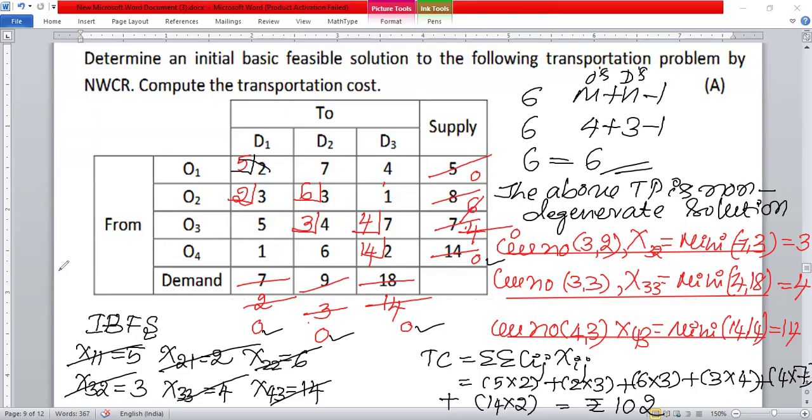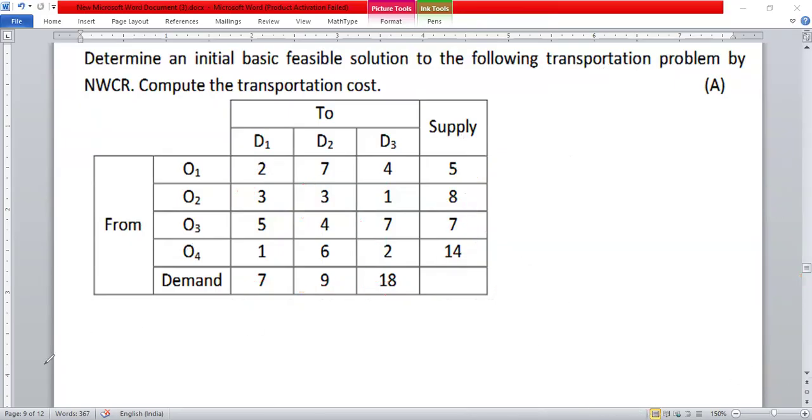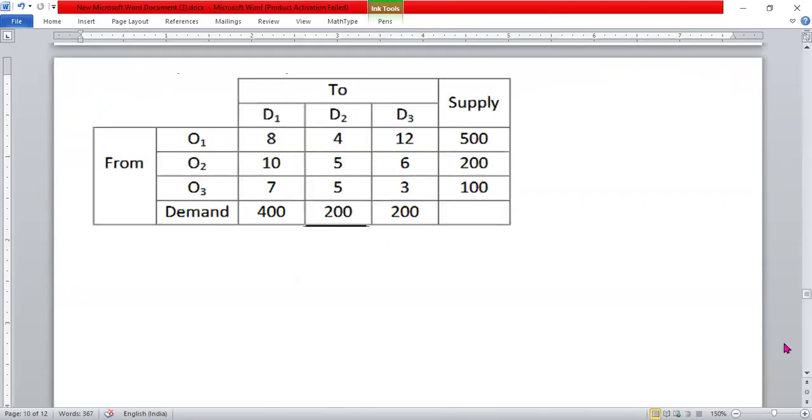Okay, we'll go for the second sum, the northwest corner rule. Yes, my second problem is ready. So solve the transportation problem using the northwest corner rule, and find the transportation cost and whether it is degenerate or non-degenerate.